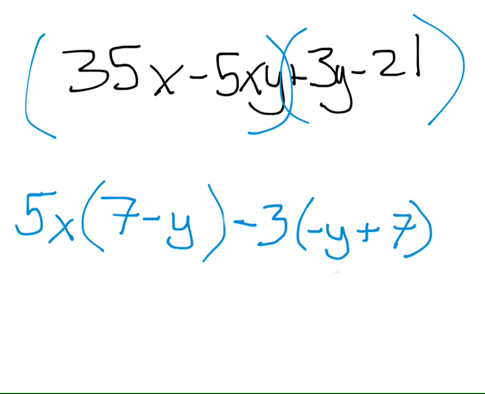Because if I re-multiplied those, negative 3 times 7, it would give me negative 21. I don't want that to be a negative, because if that was a negative, it'd be negative 3 times negative 7, which would give me positive 21. And the problem says negative 21.